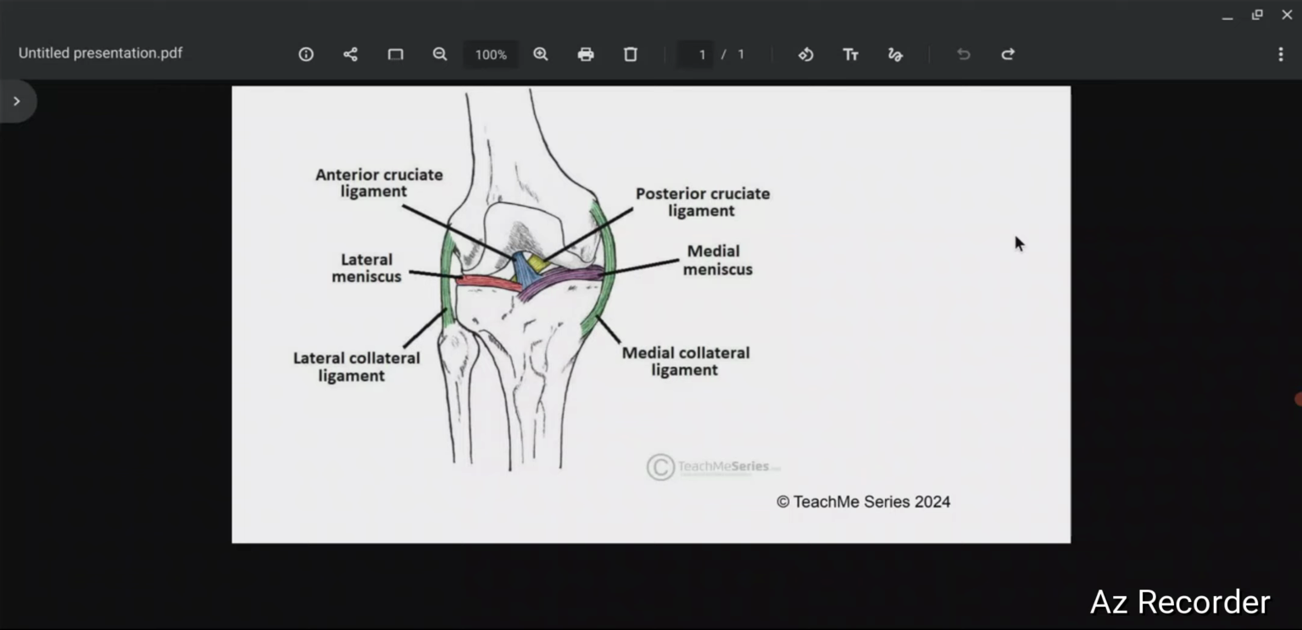In this video we will be talking about the anatomy of the knee joint. We will be talking about the bones involved in the formation of the knee joint. What are the ligaments present? What are the cartilages present in your knee joint?